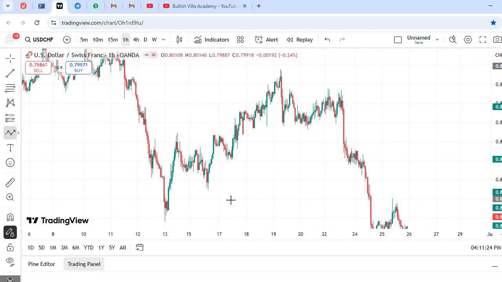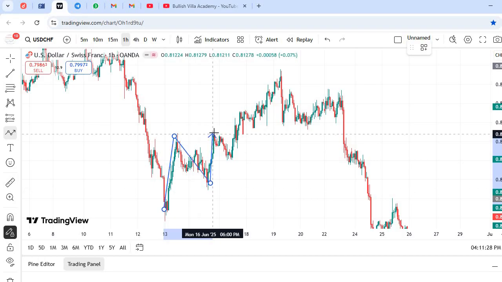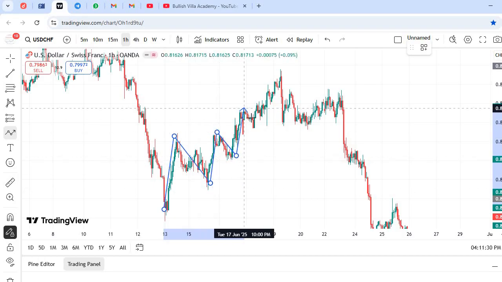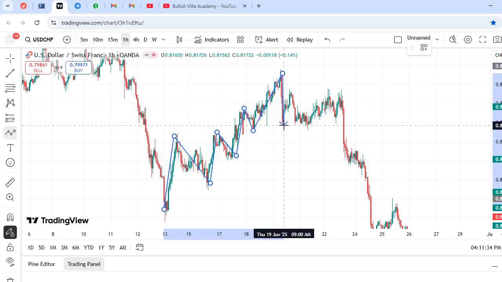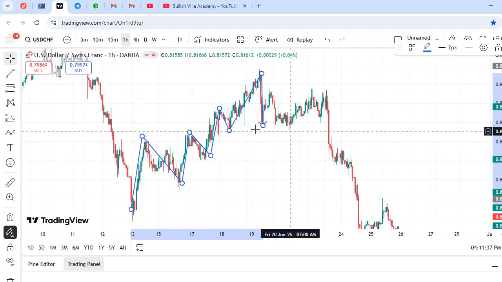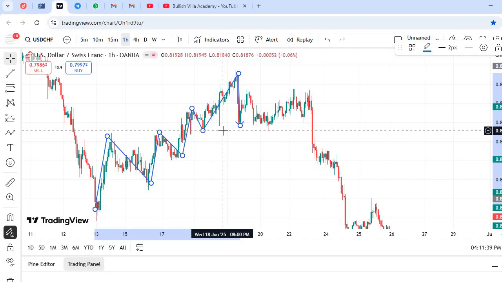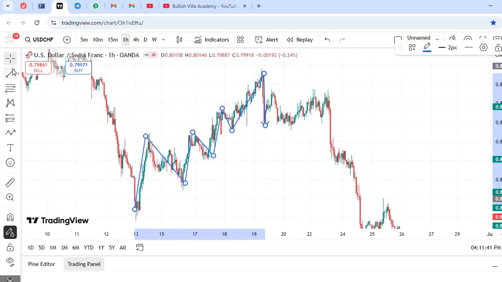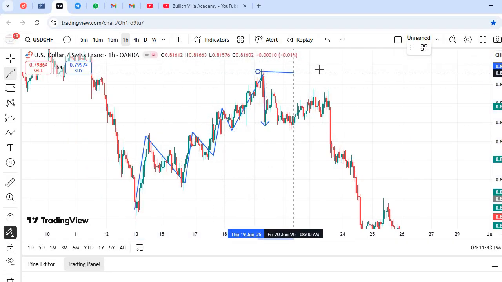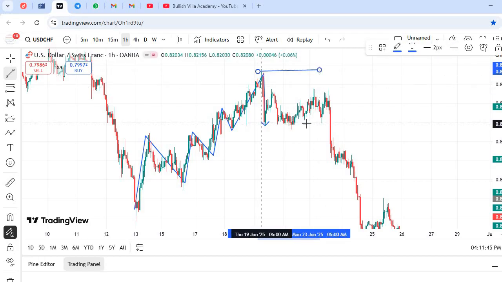We're having an uptrend here. High, low, high, low, impulse, correction. Now this is the last high. So now, this was the last high. This was the last low.